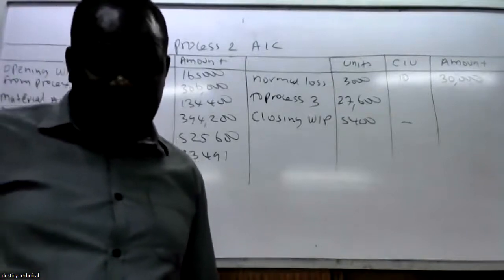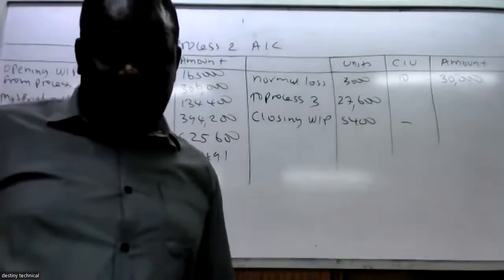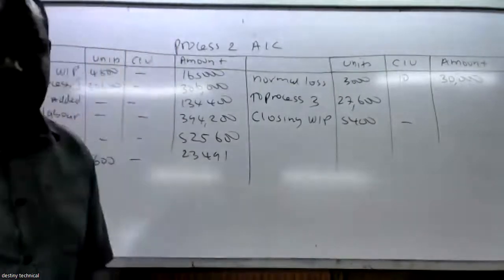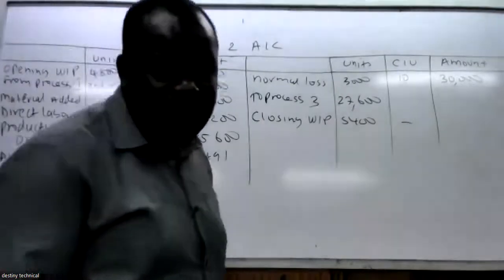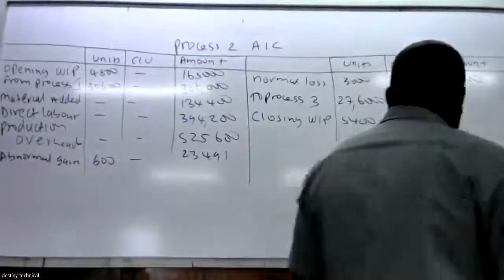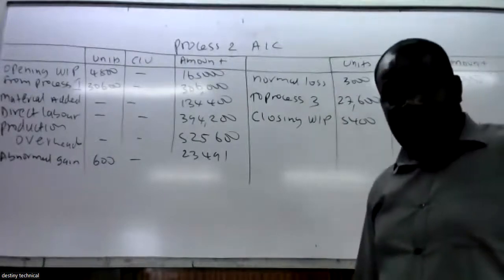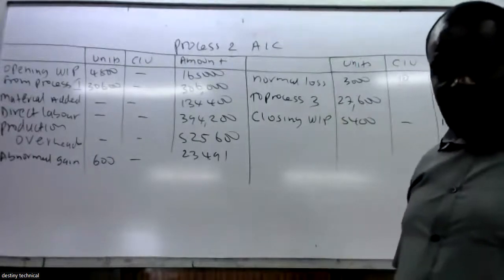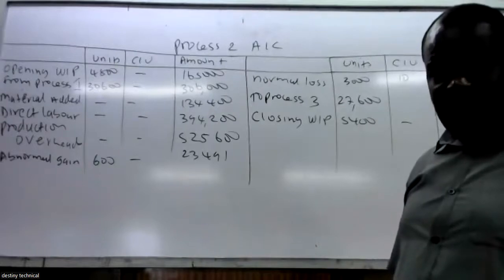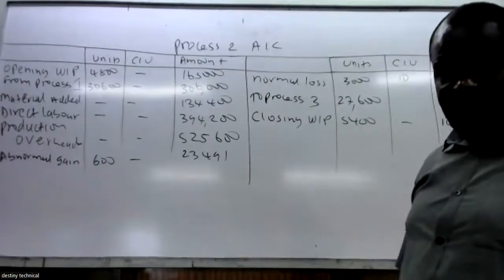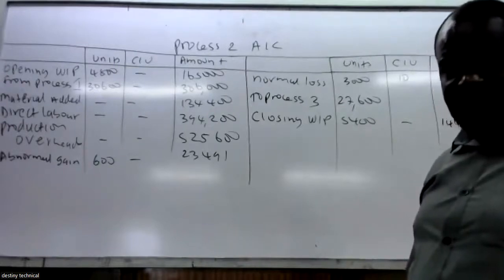$144,698. Are you all getting that same figure? 144,698. Yeah, you are all getting that same figure. 144,698. Valuation for the closing work in progress.